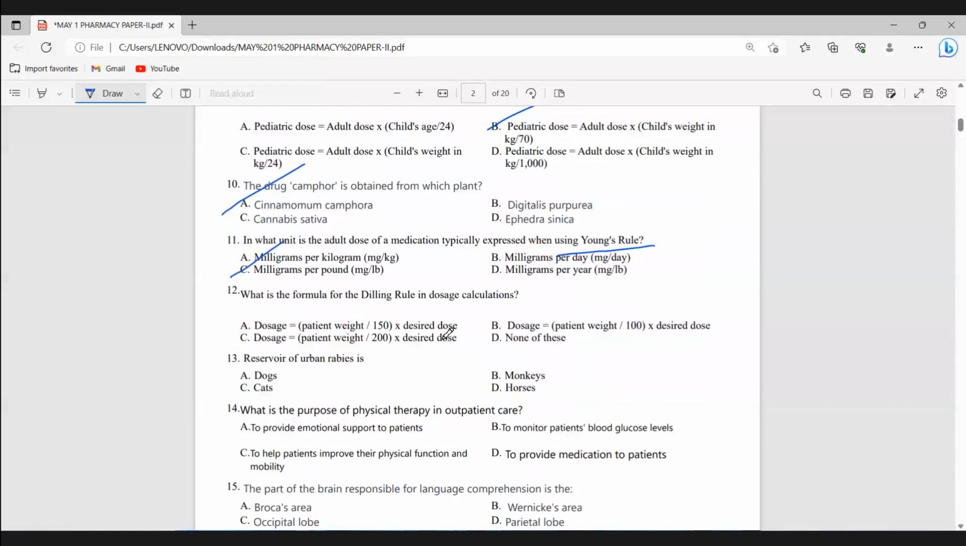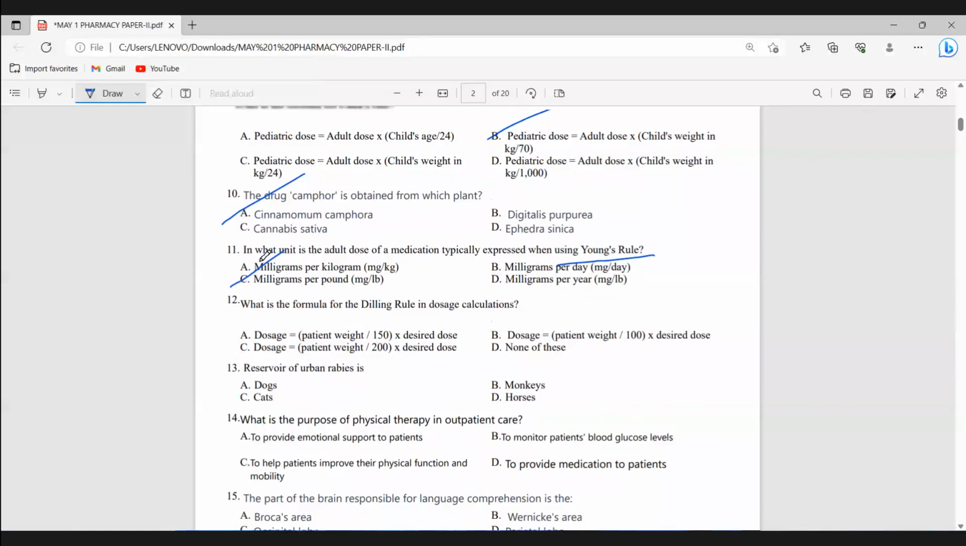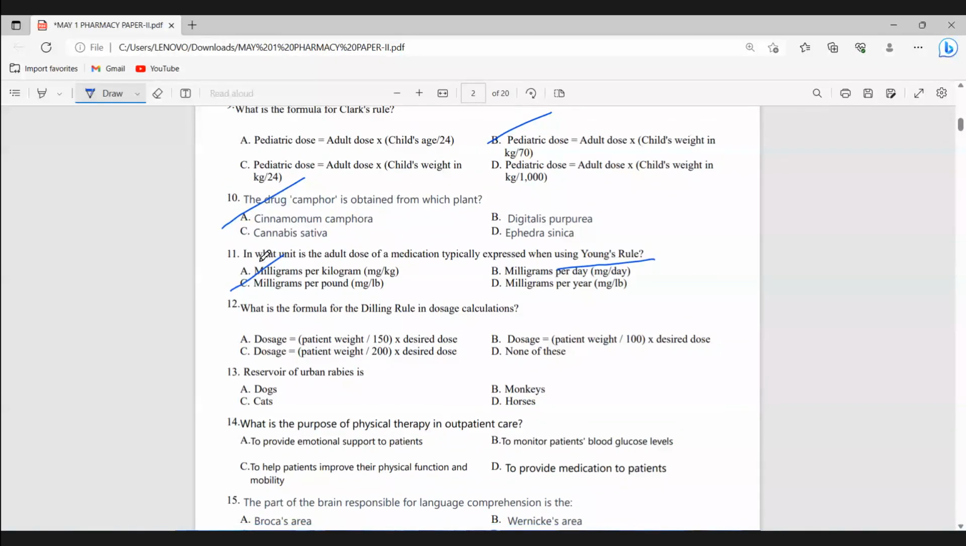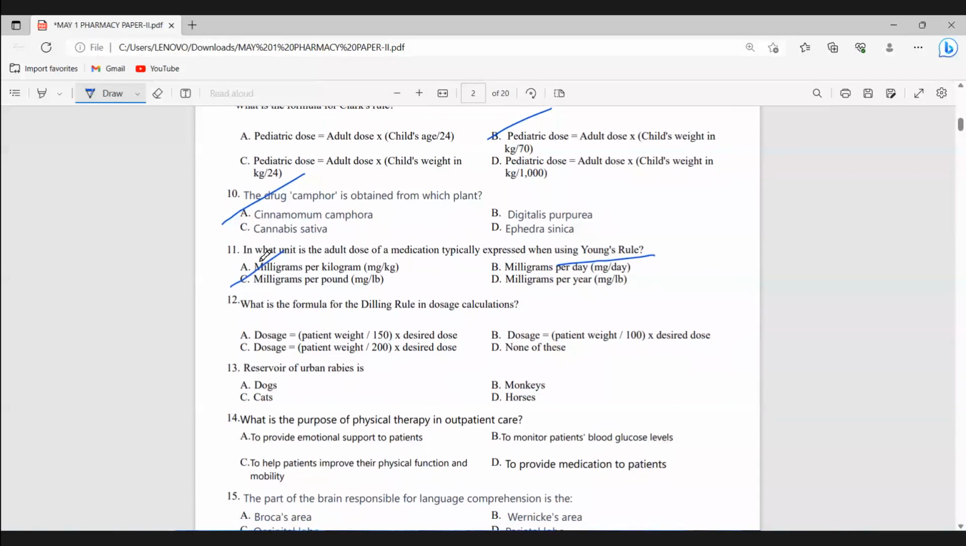Then 12th question, what is the formula for Dilling's rule in dosage calculations? The formula for Dilling's rule is adult dose into age in years by 20. Not A, C is your correct answer. Then 12th question.